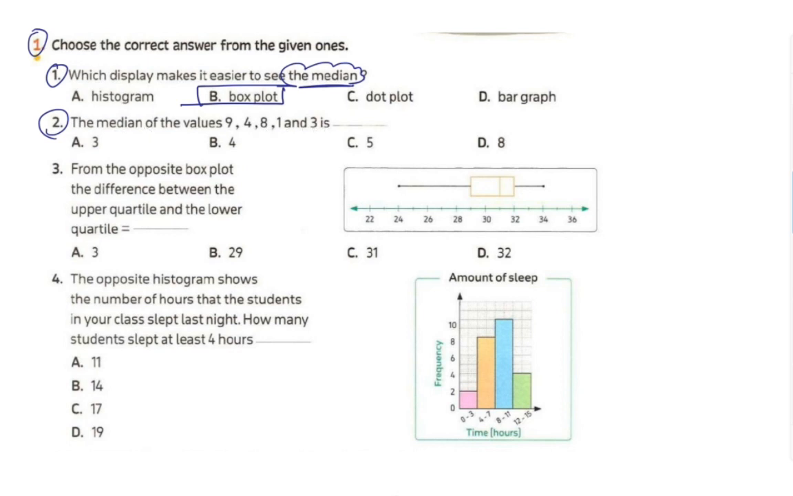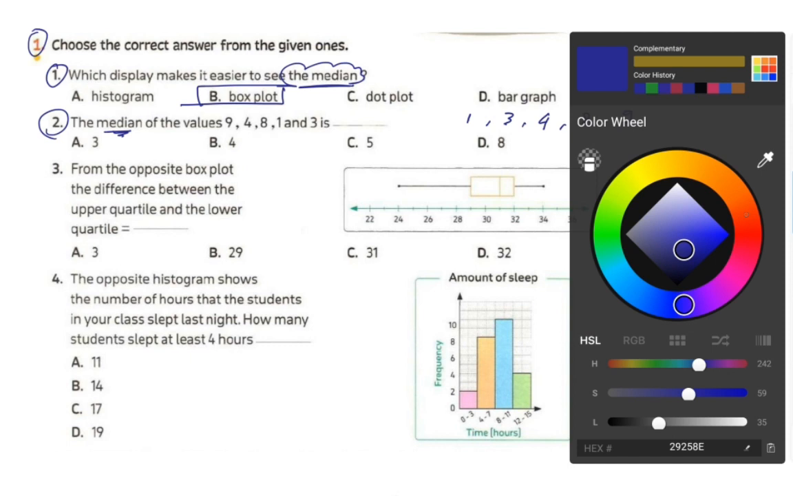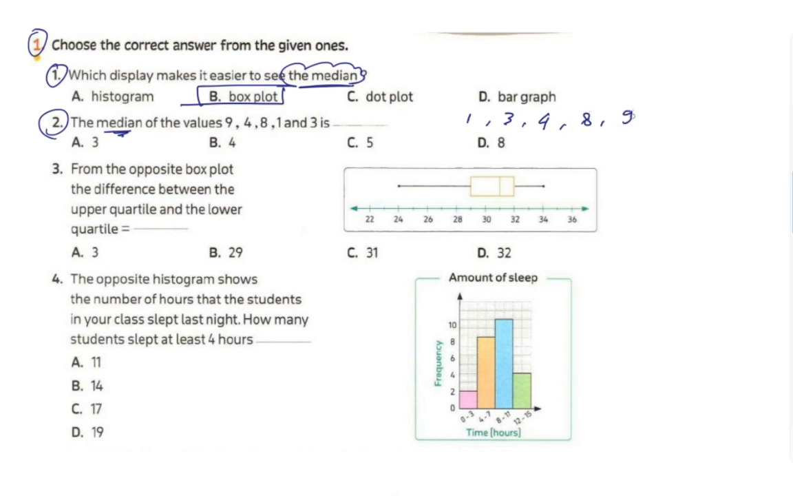Number 2, the median of the values 9, 4, 8, 1, and 3 is. To find the median, first order all numbers in ascending order. So start with 1, then 3, 4, 8, 9. After that, just delete one from the left, one from the right, one from the left, one from the right, and so on. Then you have the median. So the median here is 4.